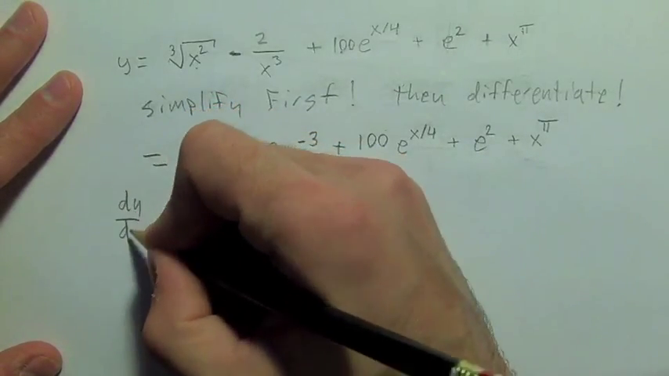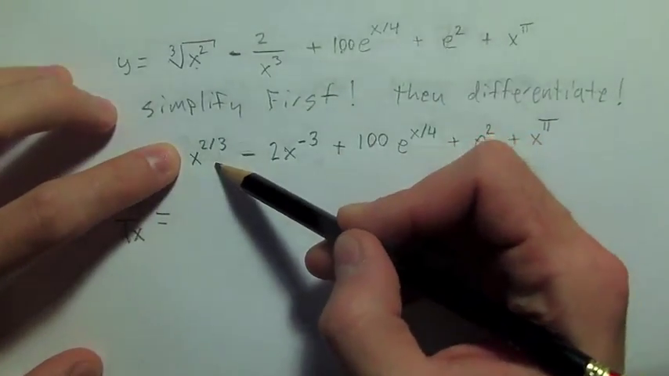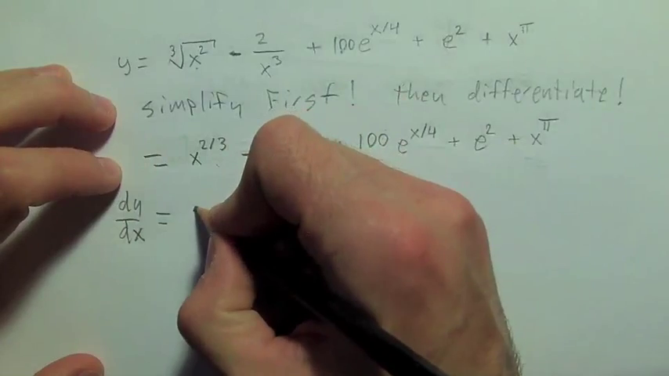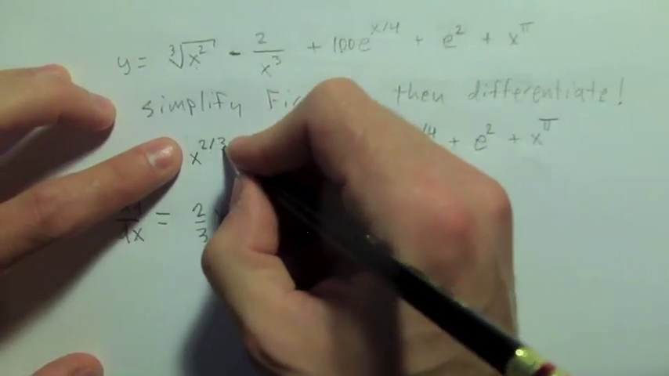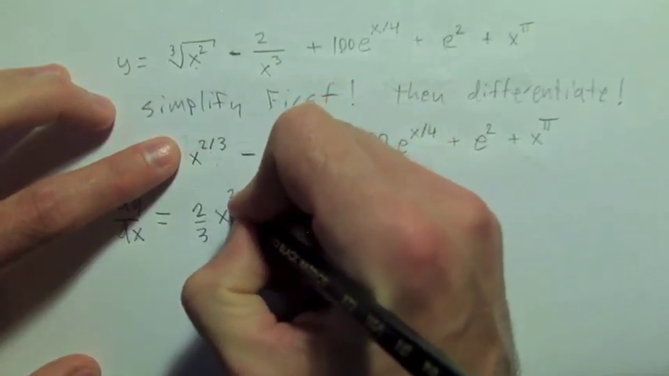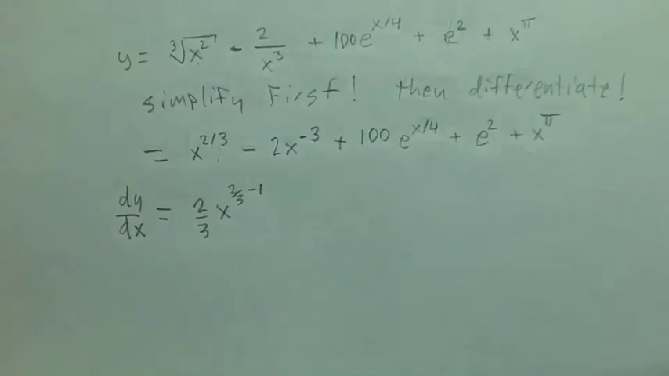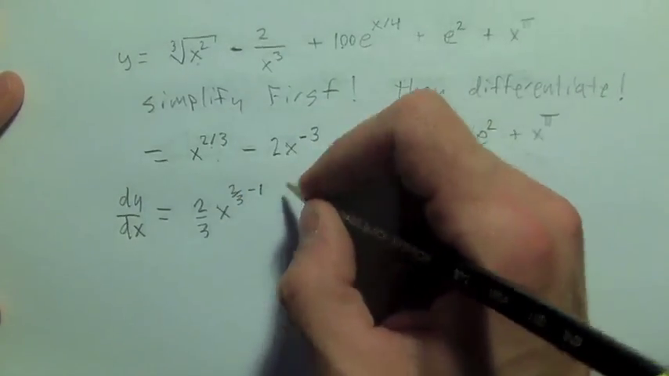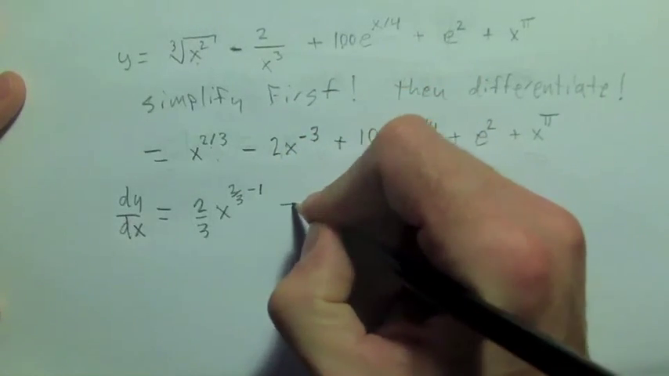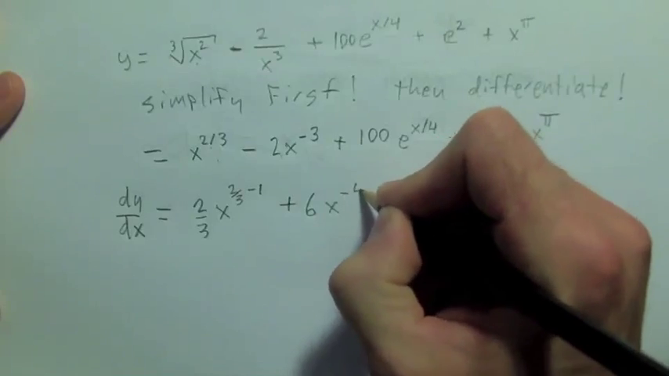Right? So dy over dx. Right? So this will be 2/3 x to the 2/3 minus 1. So I'll go ahead and write that out again. Again, eventually I'm going to stop doing that, but 2/3 minus 1 is just going to be negative 1/3. Right? Then this is going to be plus 6x to the negative 4.